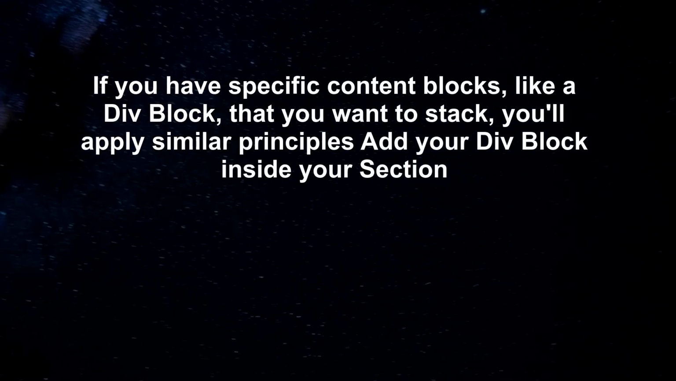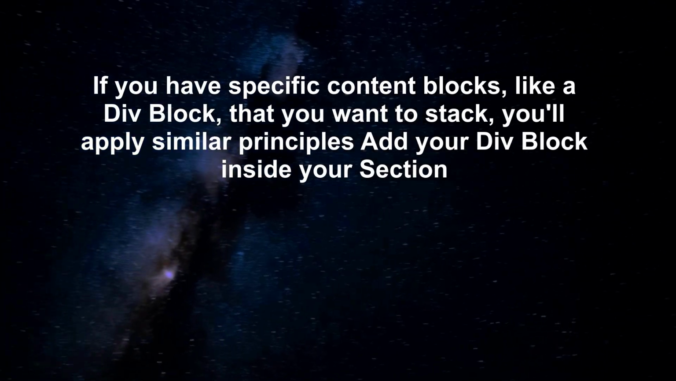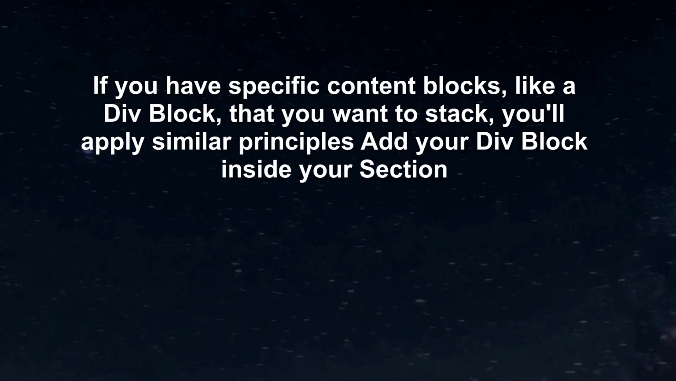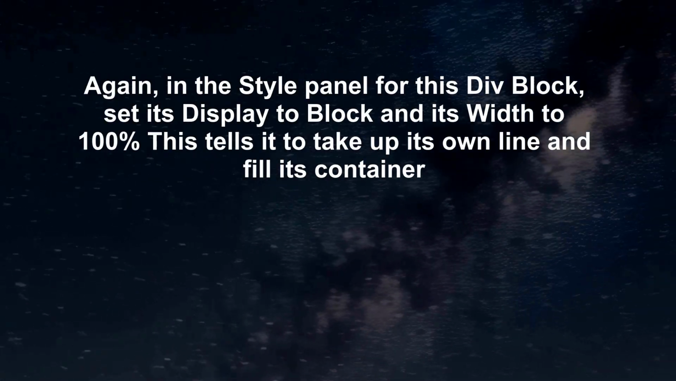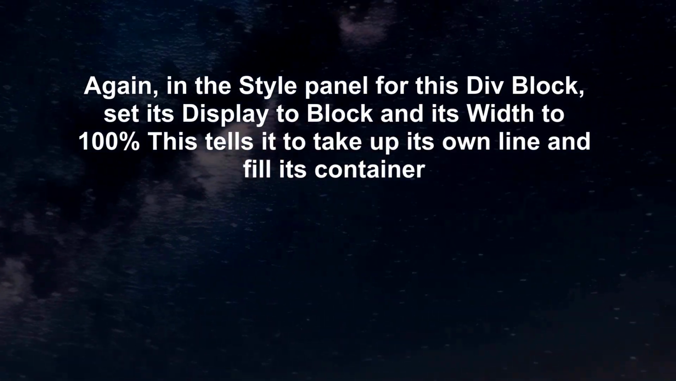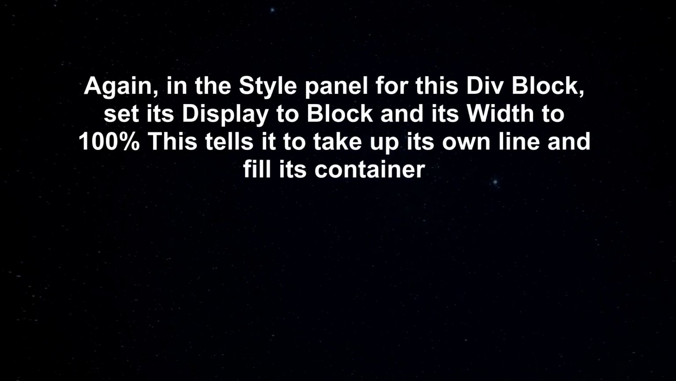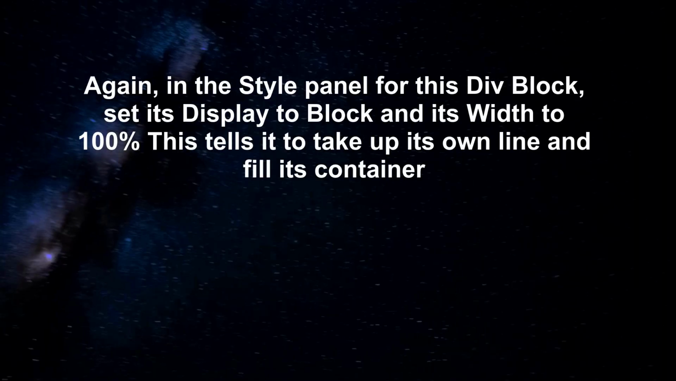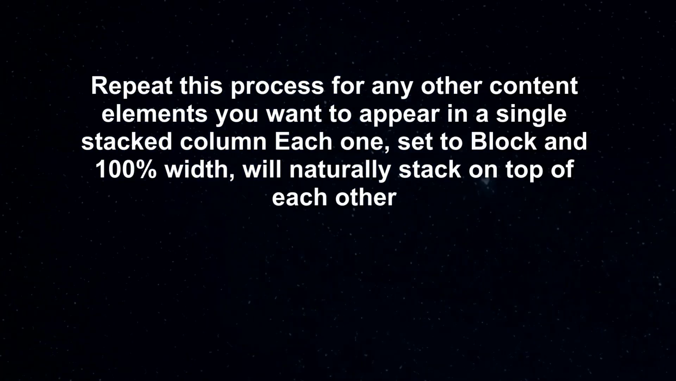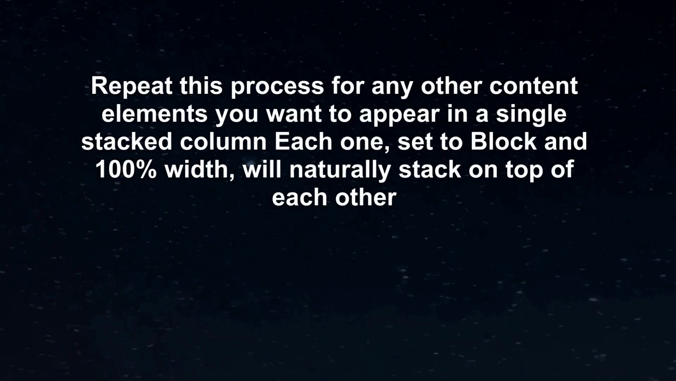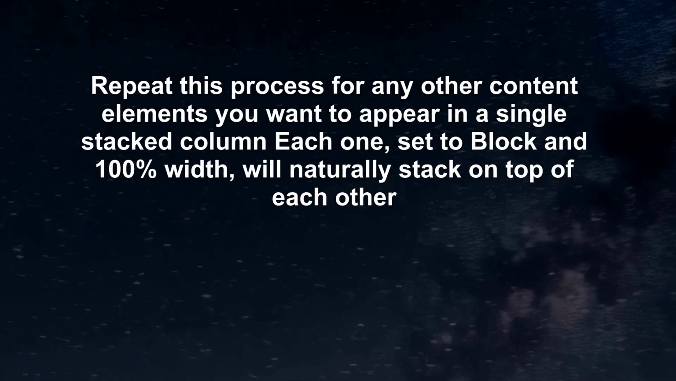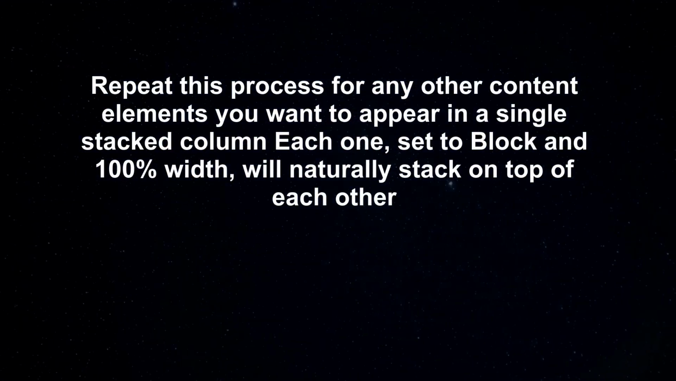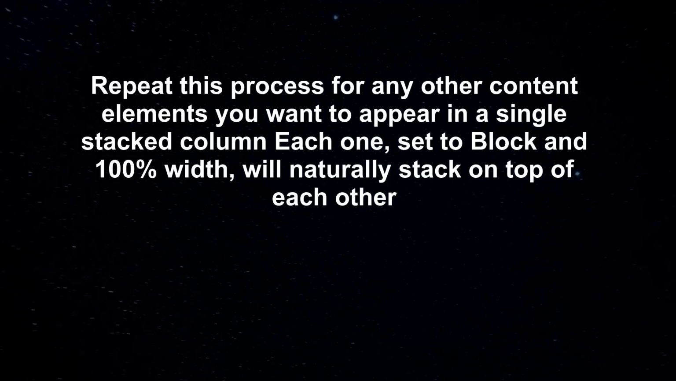If you have specific content blocks, like a div block, that you want to stack, you'll apply similar principles. Add your div block inside your section. Again, in the Style panel for this div block, set its display to block and its width to 100%. This tells it to take up its own line and fill its container. Repeat this process for any other content elements you want to appear in a single stacked column. Each one, set to block and 100% width, will naturally stack on top of each other.